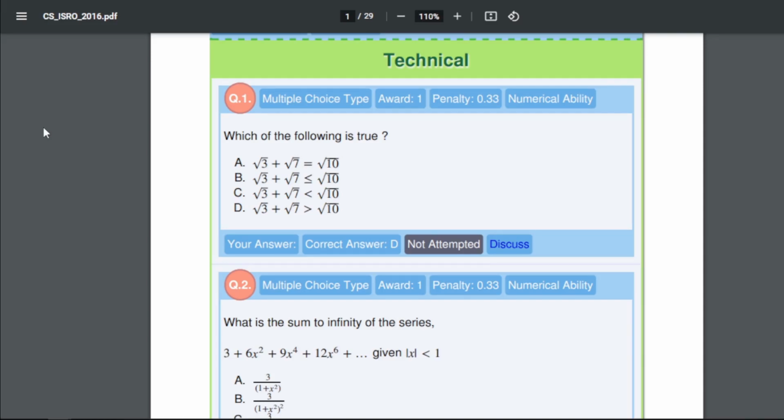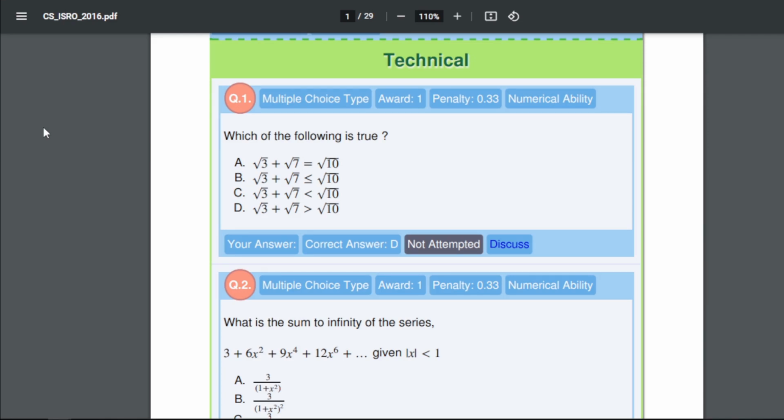Hey friends, welcome back. Today we will see another ISRO computer science previous year question paper. This is actually a question paper of 2016. So let's start with one by one question. Hope this video will definitely help you in your quick recap.